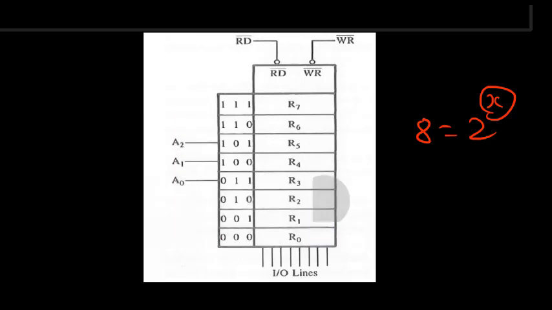Suppose we want to write some data into register R6. So this is 1 1 0, we have to put 1 1 0. So this R6 gets selected, and if we want to write the data, we disable this buffer, enable this buffer, so whatever inputs are coming at this point will be stored in R6. Okay, so this is how it works.